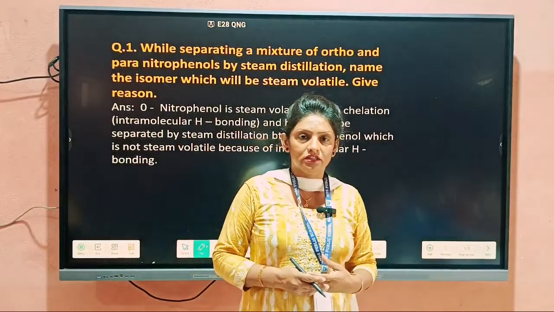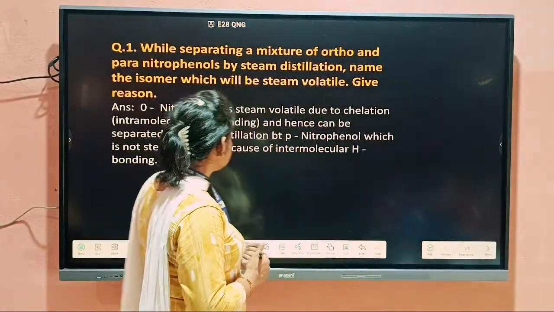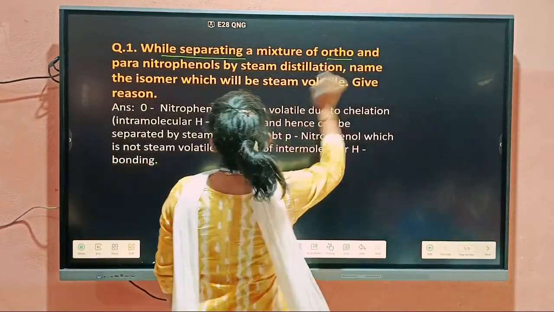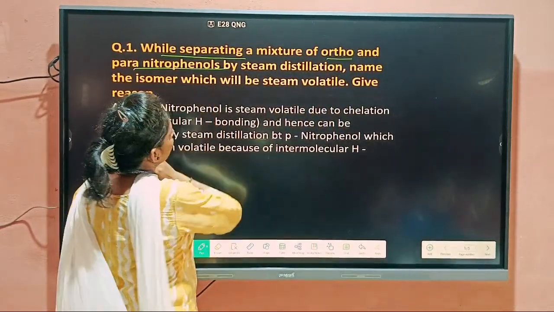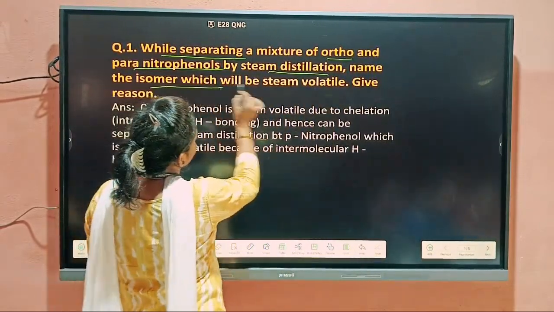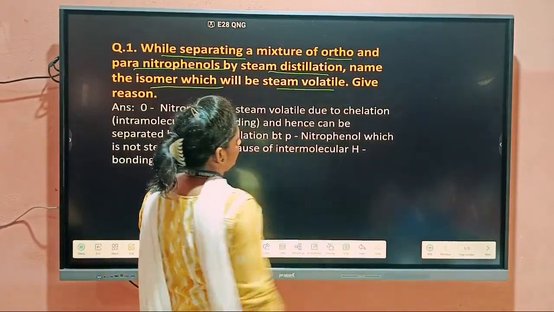So, students, today we will do some NCERT questions of Unit 7, that is alcohol, phenol, and ether. Our first question is: while separating a mixture of ortho and para-nitrophenol by steam distillation, name the isomer which will be steam volatile.